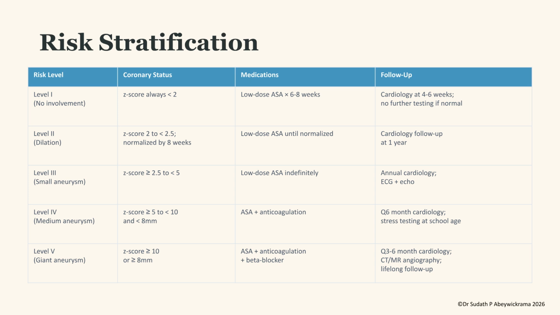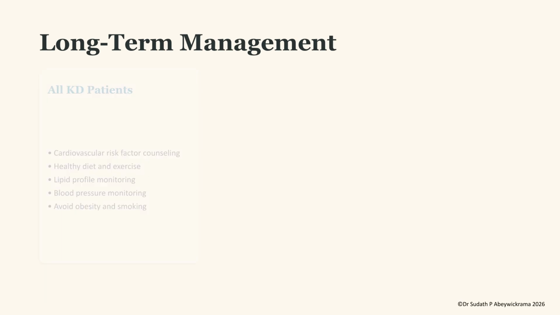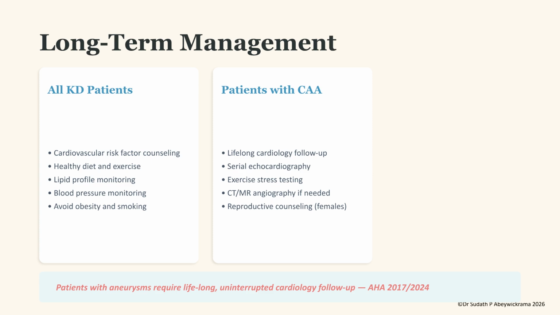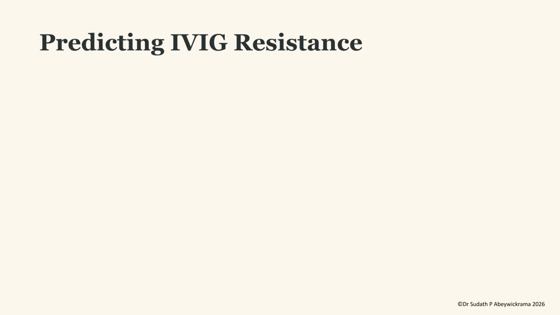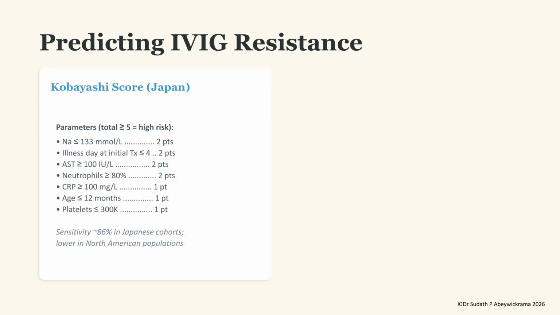Risk stratification in Kawasaki disease is based on the maximal coronary artery Z-score observed during the illness, guiding long-term cardiology surveillance and management. Long-term management for all patients includes cardiovascular risk factor counseling. Patients with coronary artery aneurysms need lifelong cardiology follow-up and serial echocardiography. Activity restrictions are based on the severity of the coronary involvement. Predictive scoring systems, like the Japanese Kobayashi score, help identify IVIG resistance.